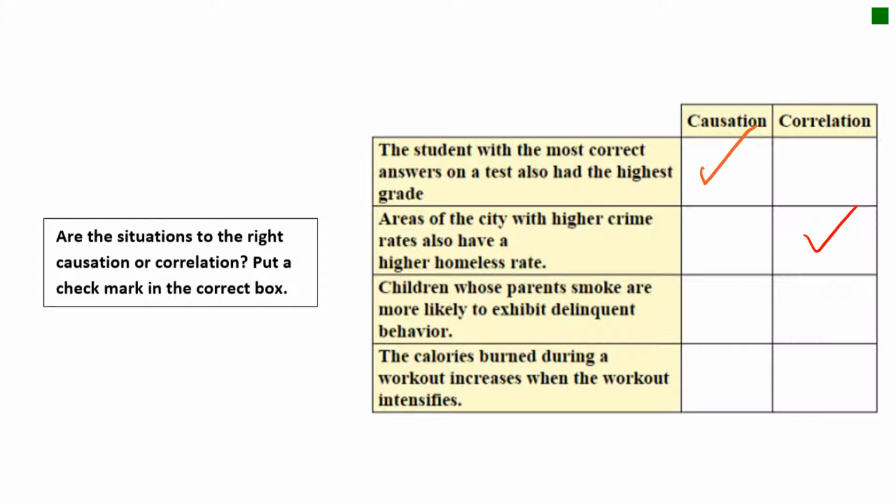Children whose parents smoke are more likely to exhibit delinquent behavior. Correlation. Okay, now we do know that smoking causes the probability of getting lung cancer to be higher, but we also do know that having parents who smoke doesn't mean you're going to be a delinquent. You can be a delinquent with the nicest parents in the world who never have smoked or done anything wrong. Calories burned during a workout increases when the workout intensifies. Causation. You're going to get more calories burned when you work out harder.